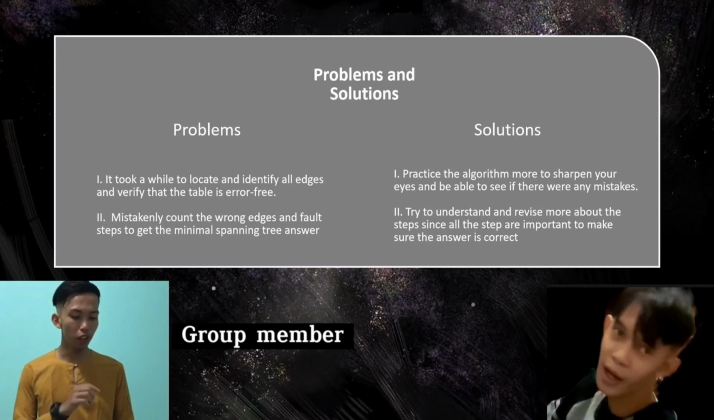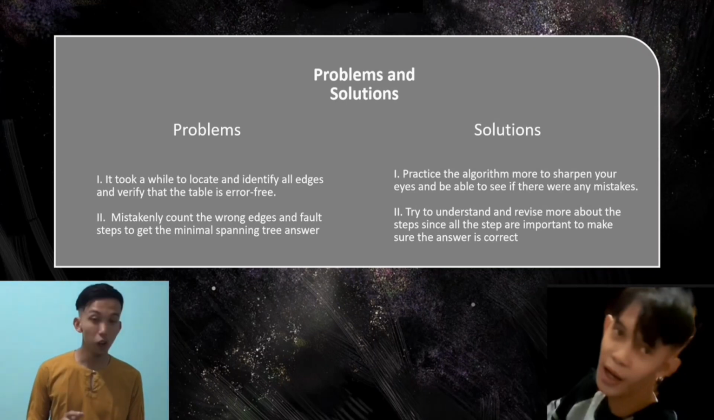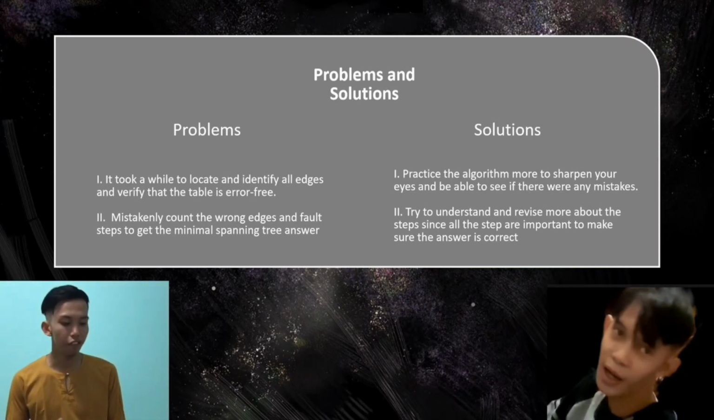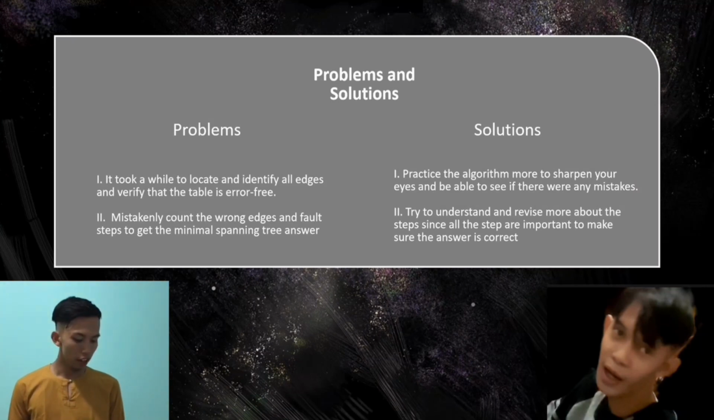Today I will present the problems and solutions. The first problem is that it took a while to locate and identify all edges and verify that the table is error-free. The second problem is mistakenly counting the wrong edges and taking false steps to get the minimum spanning tree answer.